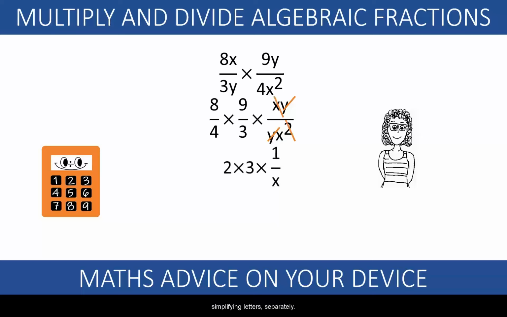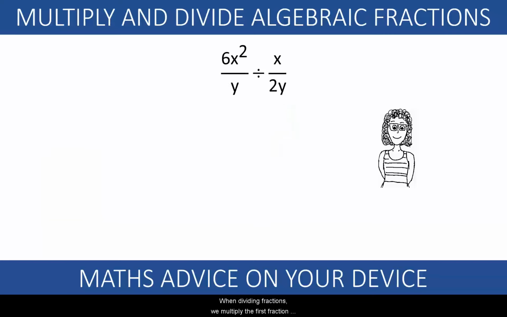The only y at the top cancels the only y at the bottom. The x at the top cancels one of the x's at the bottom. 4 goes into 8 2 times. 3 goes into 9 3 times. 2 times 3 divided by x is written 6 over x.